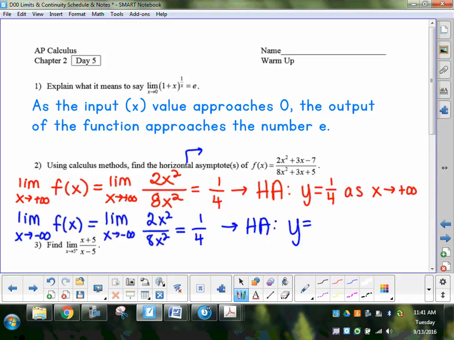It's at y is equal to 1/4 as x goes to negative infinity, which means, by the way, how many horizontal asymptotes are there? You could say that there's 2, but the argument can be made there's 1 because it goes to the same thing as you go out to positive and negative infinity. Questions on that?